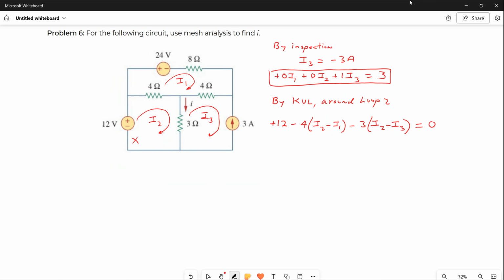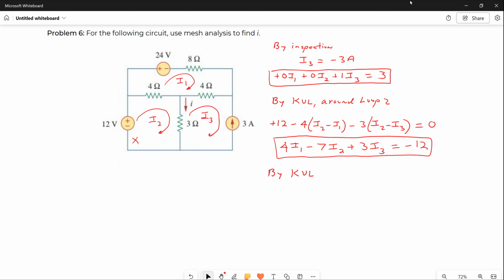Then you clean that up, and you get your second equation. I end up with 4 I1 minus 7 I2 plus 3 I3 equals a negative 12, or the negative of that equation. Same information. There's equation 2. And then by Kirchhoff's voltage law, we'll do loop 1 now. We could have done this first, but it doesn't make any difference what order you do this in.